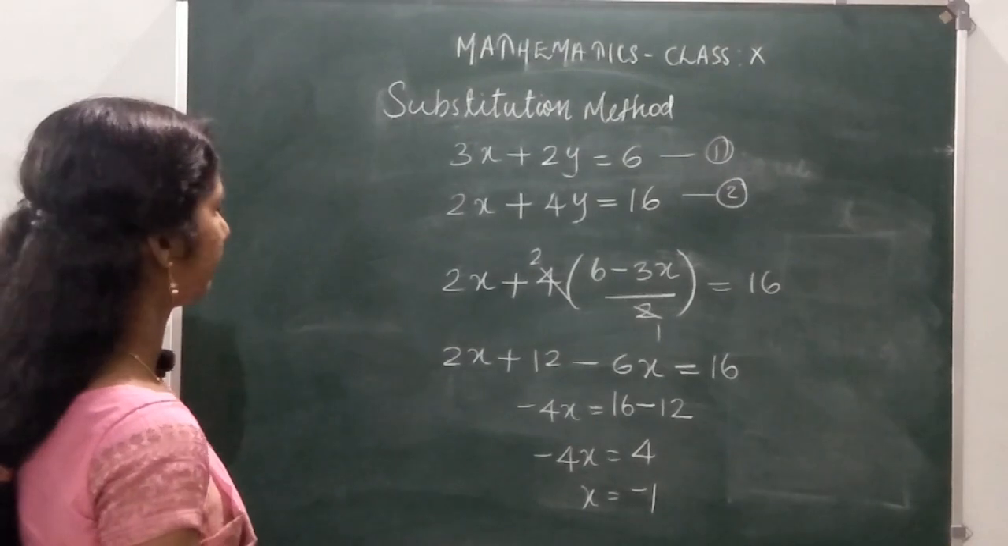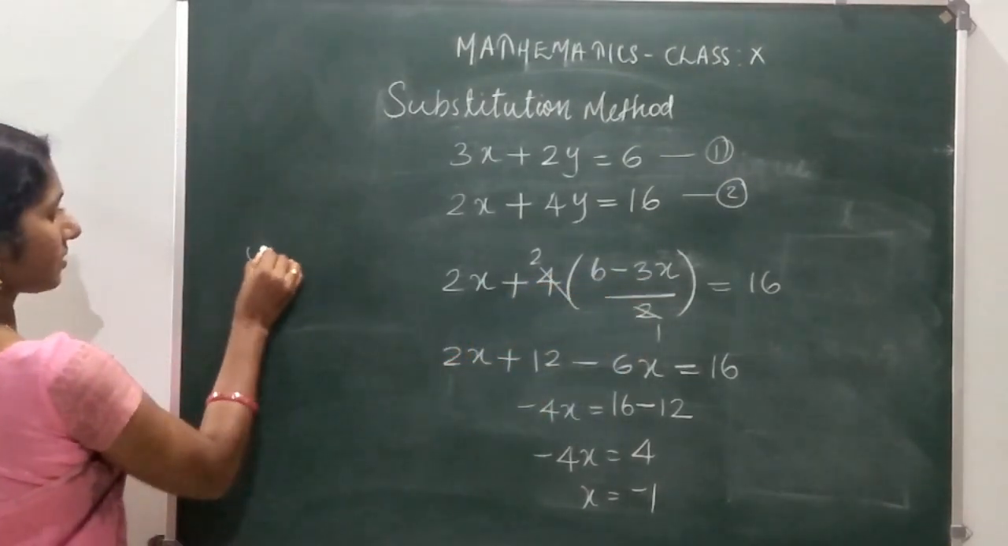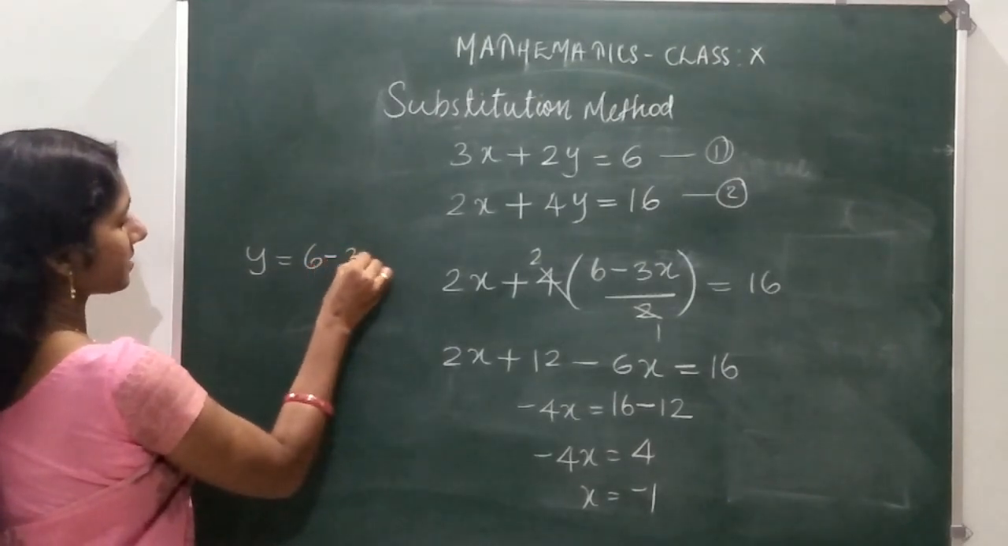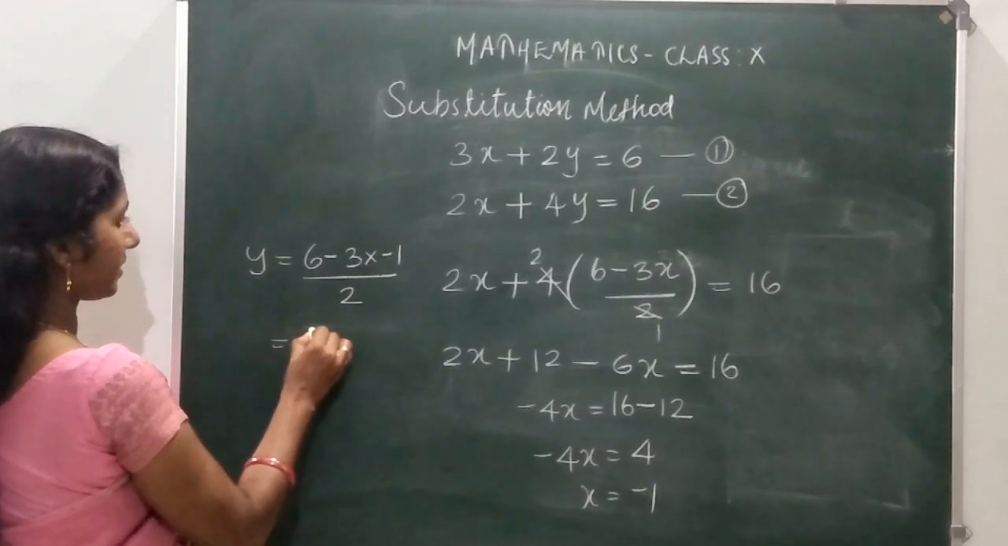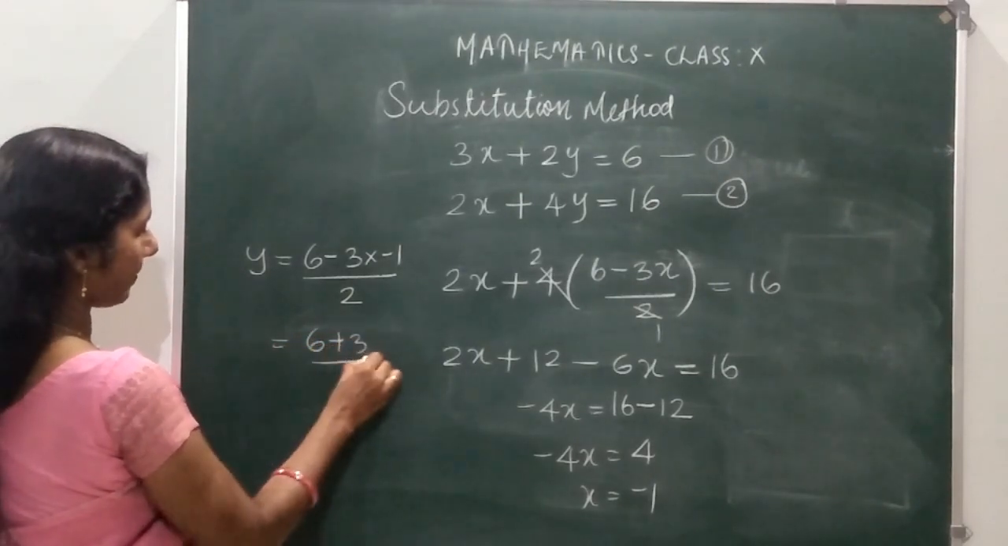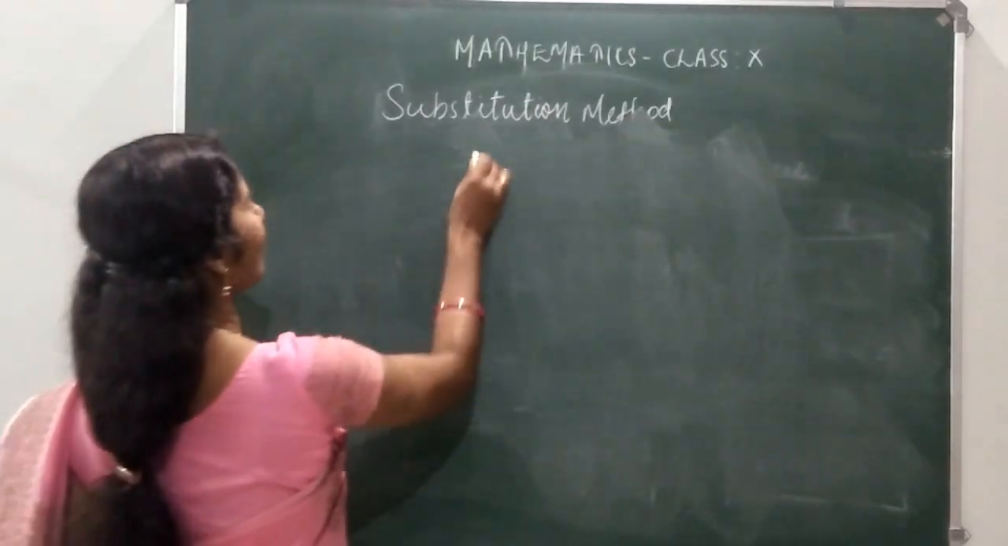What about y? y is equal to (6 minus 3x) by 2. So y equals (6 minus 3 into minus 1) by 2. So it is (6 plus 3) by 2, that is equal to 9 by 2.